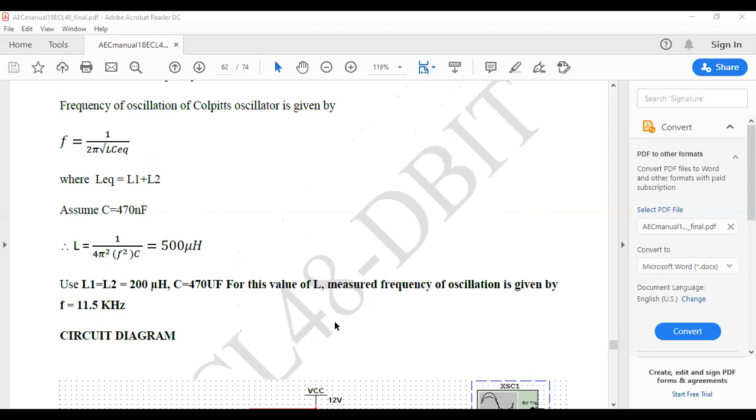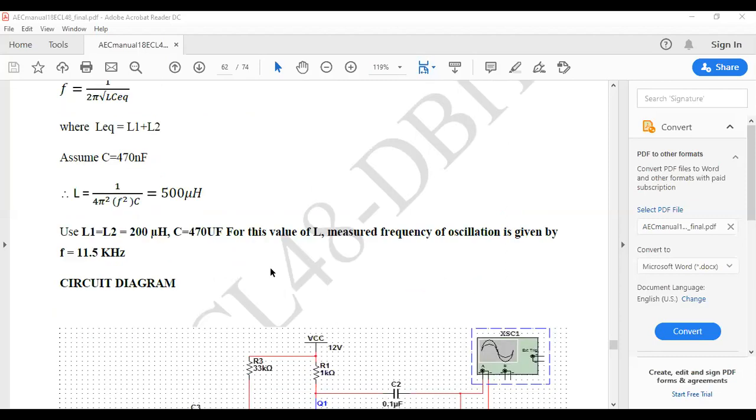Here the coils L1 and L2 are assumed to be wound on different cores. If they are wound on a single core, then L is equal to L1 plus L2 plus 2M. That I have not given here; we'll just consider it as L1 plus L2. Okay, so next we'll go. This is the explanation.